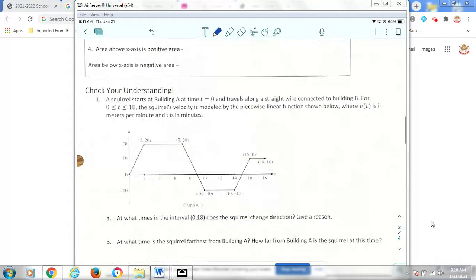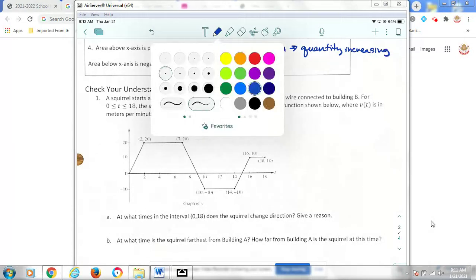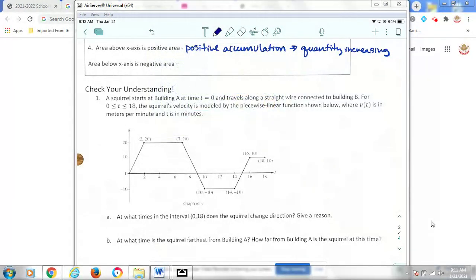Right, and then one last thing, the area above the x-axis is a positive area. So it's going to be positive accumulation, and the quantity is going to be increasing. And then the area below the x-axis is a negative area or a negative accumulation, and the quantity is going to be decreasing.